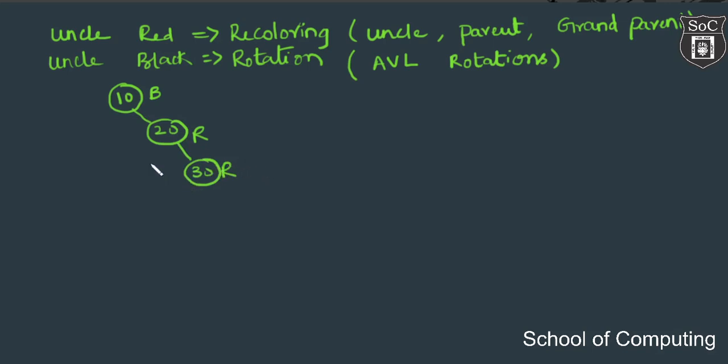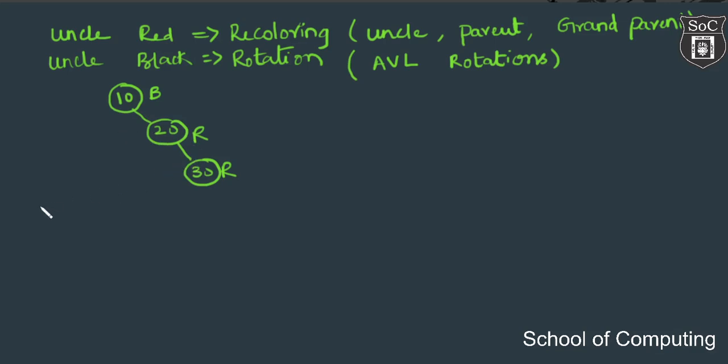Now I need to find who is uncle of 30. Uncle does not exist. Uncle means it should be a sibling of parent. Parent is 20. 20's sibling means another child of 10. So we don't have any other child of 10. So uncle does not exist.